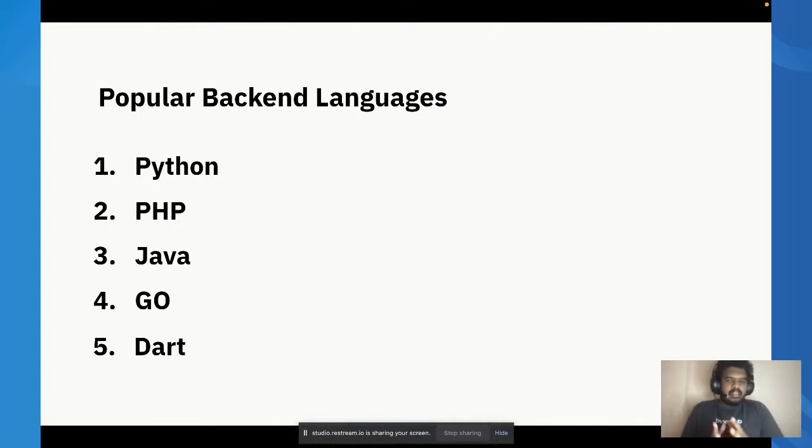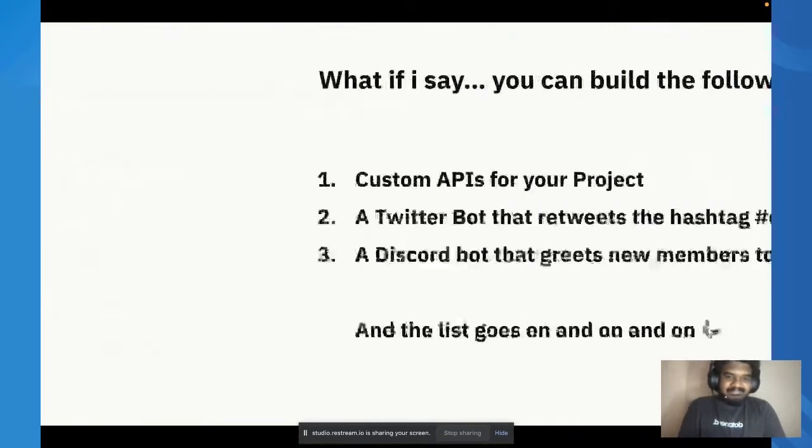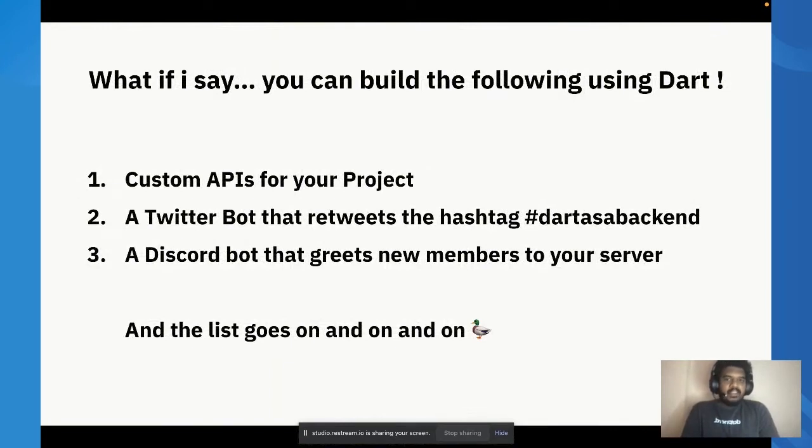I've been personally using Dart for many of my backend services, and I can really endorse Dart as a backend language. Now, what if I say you can build the following using Dart? If you want to build custom APIs for a project, imagine you went to a hackathon and you're just a Flutter developer. You just know how to write beautiful Flutter applications, but you need some APIs for a project, and you cannot use external APIs. So what will you do in that case? You're going to build custom APIs using Dart.